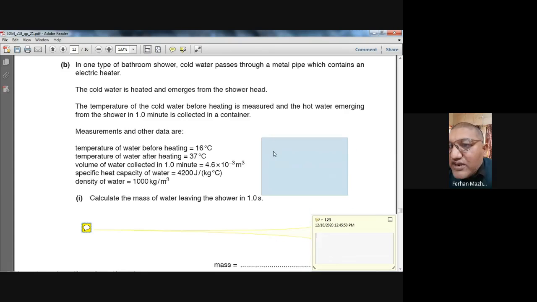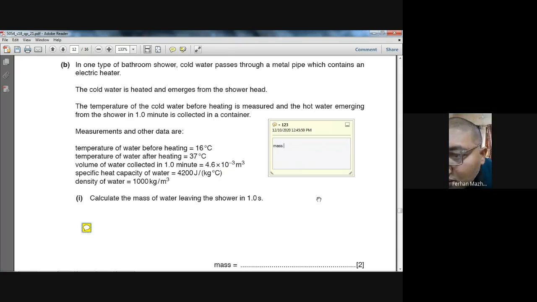You know the mass is equal to density multiplied by volume. Should it be divide? No, sir. Yes, mass is density multiply volume. What is the density? Not 4200. It is 1000, and you multiply it with 4.6 × 10^-3. Just get me the answer of this. 4.6 kilograms. This is the water which is coming in 1 minute.